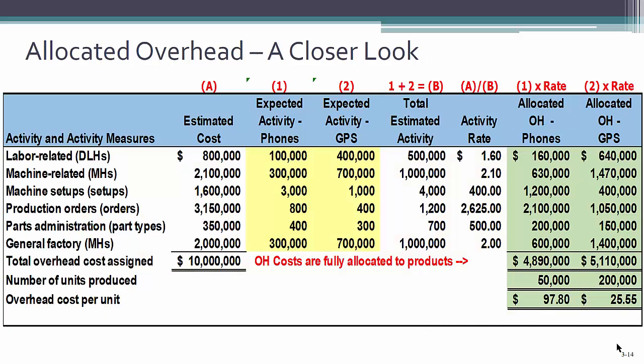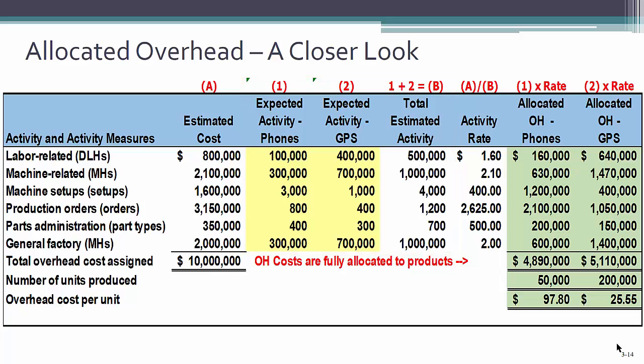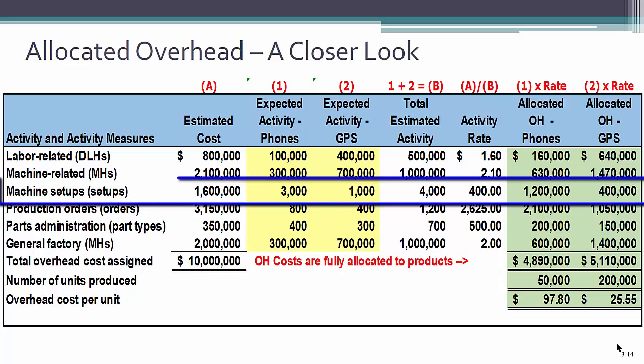In this worksheet, I've combined the data we looked at a moment ago so you can see the full picture. Notice the total estimated activity for every cost pool is divided up between the phone systems and the GPS systems. As we discussed, phone systems use 3,000 machine setups and GPS systems use only 1,000 machine setups for a total of 4,000 machine setups. We allocate the estimated overhead cost of $1.6 million for these machine setups based upon the activity used by each product. As a result, the phone systems receive 75%, that's 3 out of 4,000 setups. They receive 75% of the overhead cost for the machine setups, or $1.2 million.